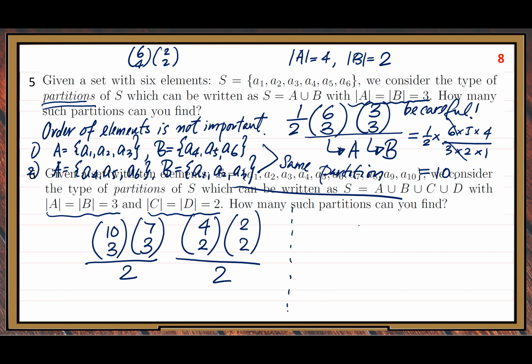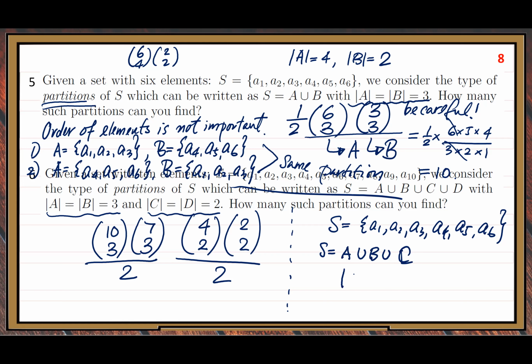Another case, a special example. S equals A1, A2, A3, A4, A5, A6. But this time our partition is like this: A union B union C, with the cardinality of A equals B equals C equals 2.